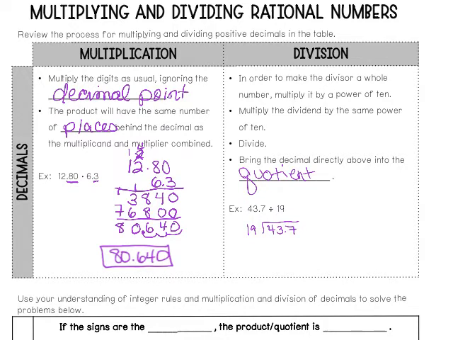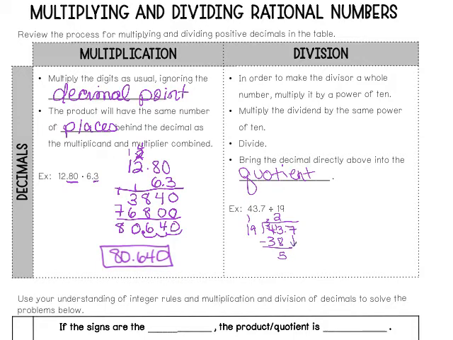Now divide. Not sure how many times 19 can go into 43, but I can estimate how many times 20 can go into 40, and that's twice. So I will start with 2, and that would be 38. Now subtract.